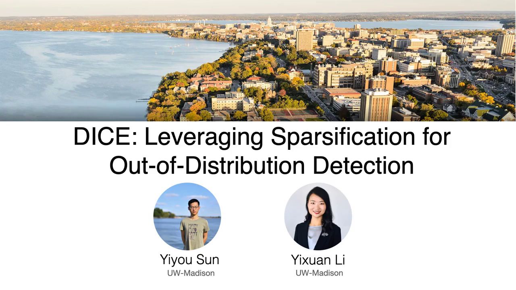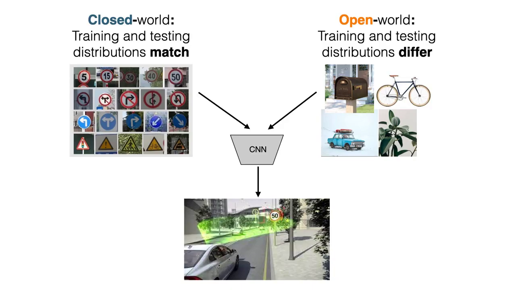Hi everyone, in this talk, I will present the paper DICE, Leveraging Sparsification for Out-of-Distribution Detection. This work is led by Yiyou and Sharon at the University of Wisconsin-Madison. This work studies the out-of-distribution detection problem.